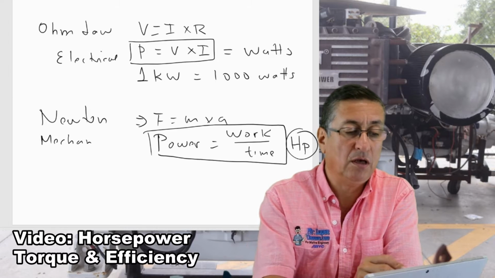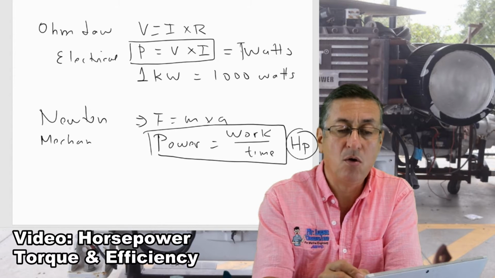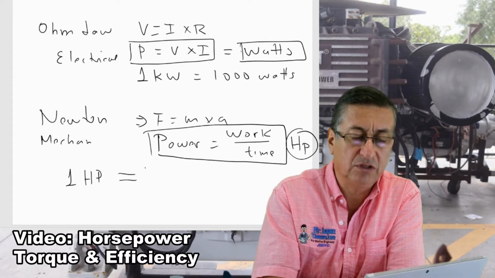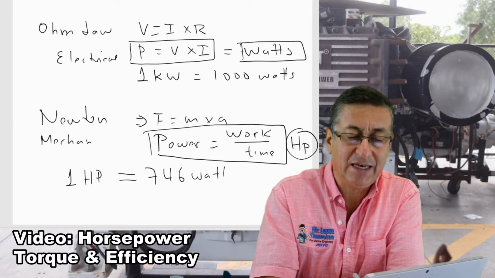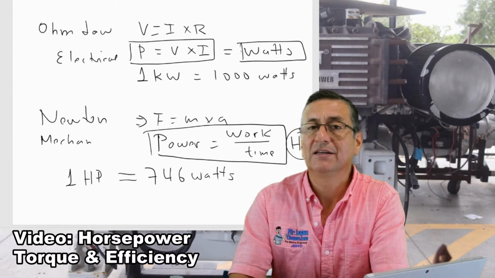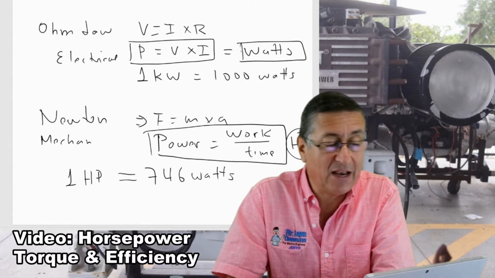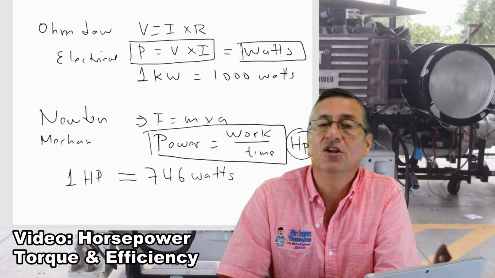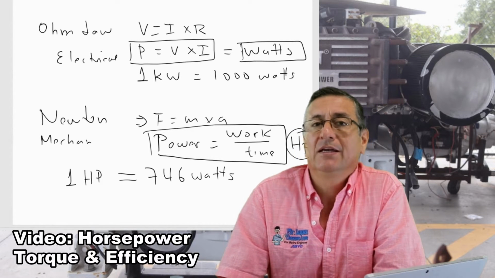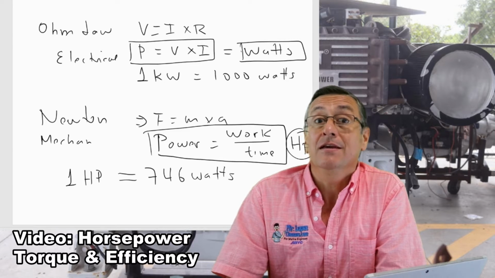And what is the unit for the electrical power? Watts. And the formula says that 1 horsepower is equivalent to 746 watts. This is an important formula. In the future, we are going to use that formula to calculate the capacity of the engine.